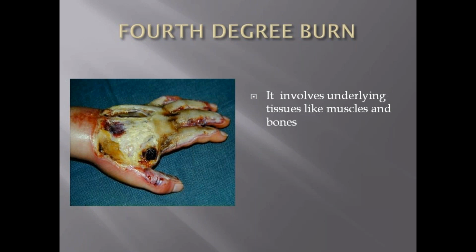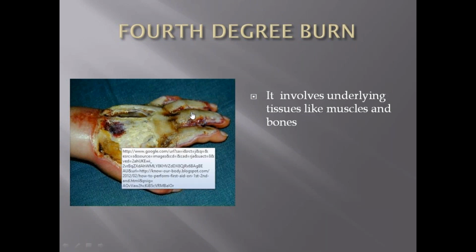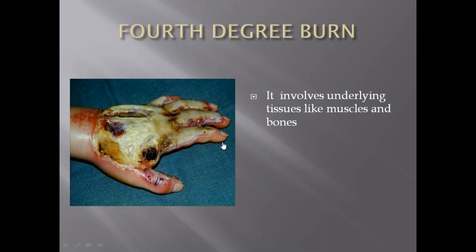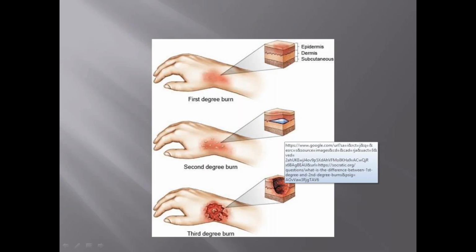Fourth degree, you can see in the image, there will be eschar formation. It involves underlying tissues like muscles and bones. Bones will also be exposed in certain burns of fourth degree. The same here, the first degree you can see here involving only epidermis, second degree up till the dermis, third degree involving the subcutaneous fat also.